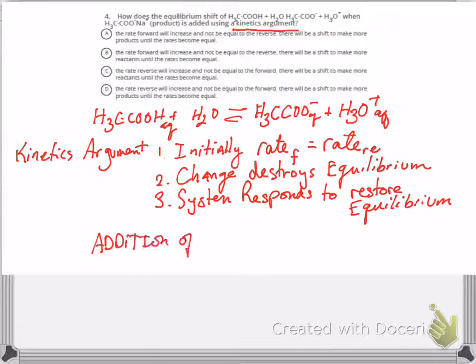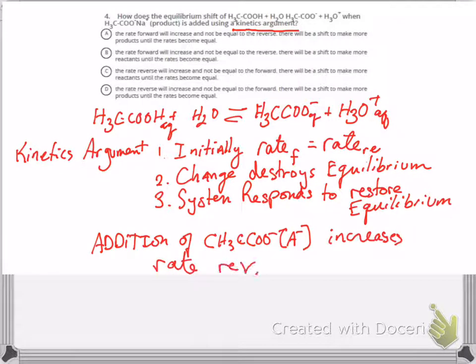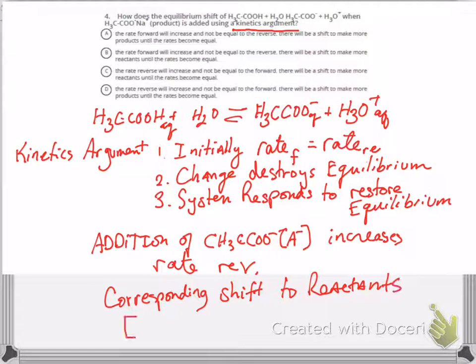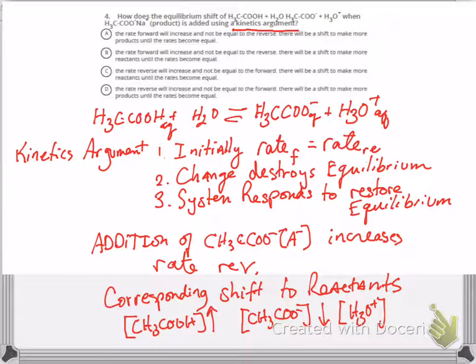Alright, so we're adding CH3CO2-, which is the conjugate base, A-, which is a product. We increase the rate reverse, since the rate reverse involves CH3CO2- times H3O+. So the rate reverse increases, and there's a corresponding shift to reactants. So we expect that the reactant concentration should go up, and both product concentrations should go down in step 3, which is the response of the system to restore equilibrium.